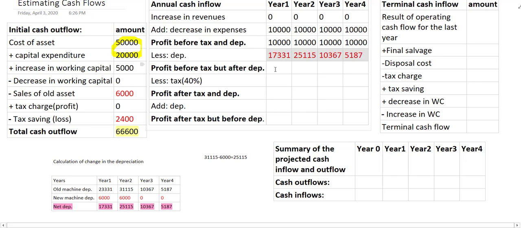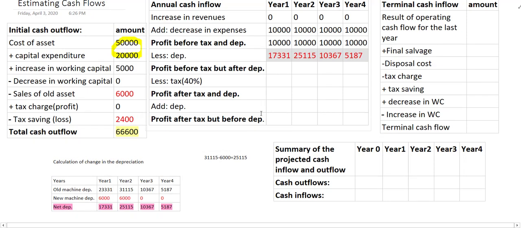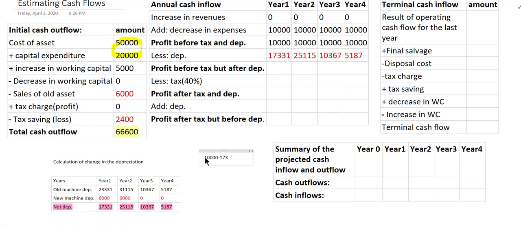Now please minus this one. From 10,000 minus this one, from this one minus this one, and so on. So please adjust the amount. Let us calculate it, right? From 10,000 minus this one, so let me mention here. 10,000 minus how much? 17,331, equal to remaining amount is 7,331 for this year.